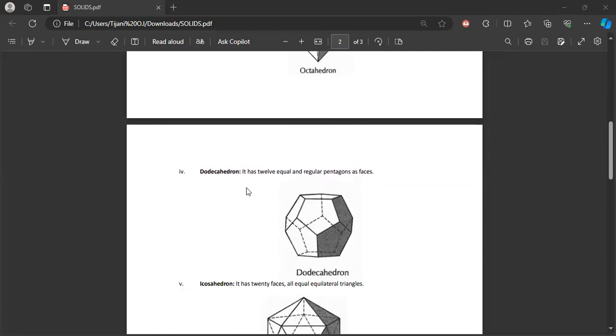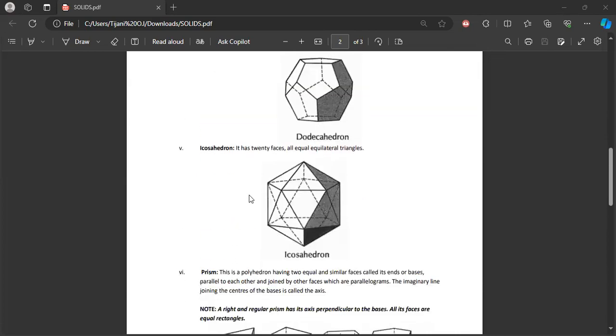Then the next one we have is the dodecahedron. A dodecahedron has 12 equal and regular pentagons as faces. That is for the dodecahedron. The next one we have is the icosahedron. In this case, the icosahedron has 20 faces, and all the faces are equal equilateral triangles.